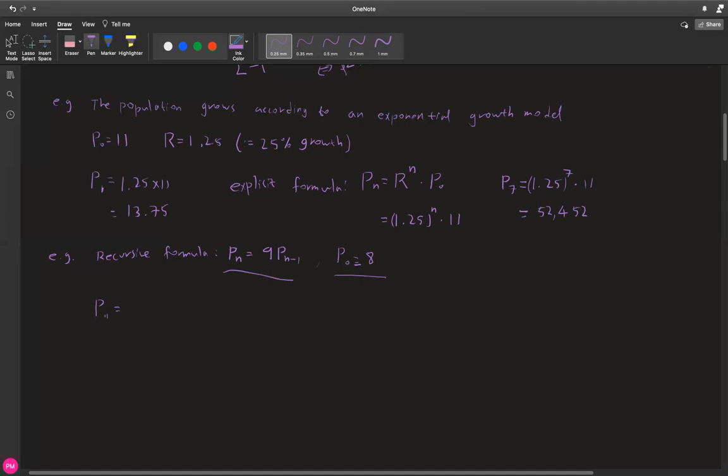So if you want to find P sub 1, we know that you simply have to multiply 9 to the initial population, which in this case is 9 multiplied by 8, and that's 72. And P sub 2 is simply 9 multiplied by P sub 1, so that's 9 multiplied by 72, and you'll receive 648.